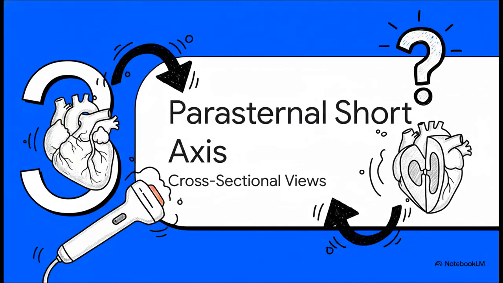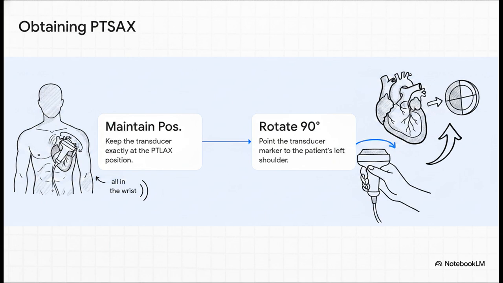All right, let's jump to section 3, peristernal short axis and the RVOT, how we obtain cross-sectional views. Before we go spinning the probe around, pause and think again. We just sliced the heart lengthwise, right? So how do we get a cross-sectional slice without completely losing our acoustic window? The secret is all in the wrist.